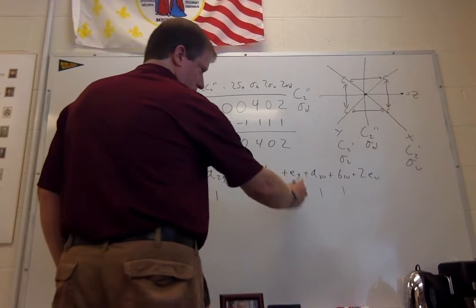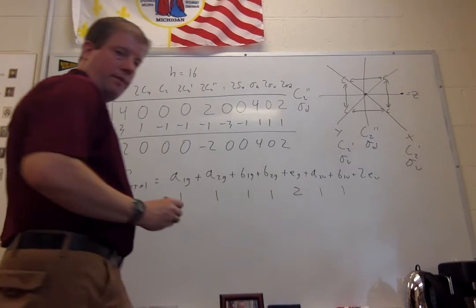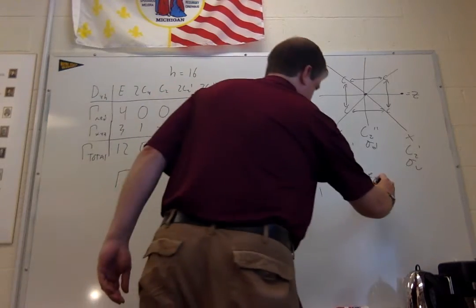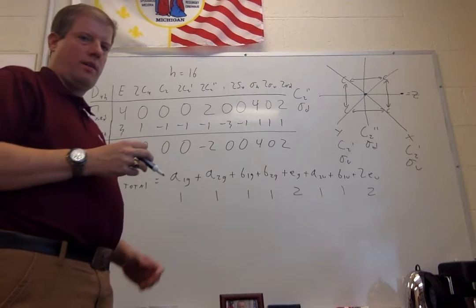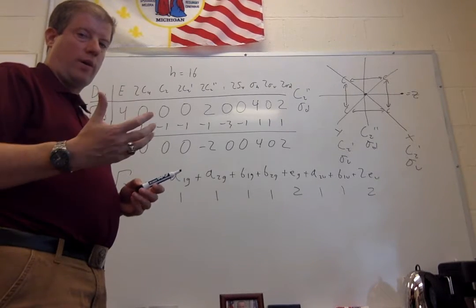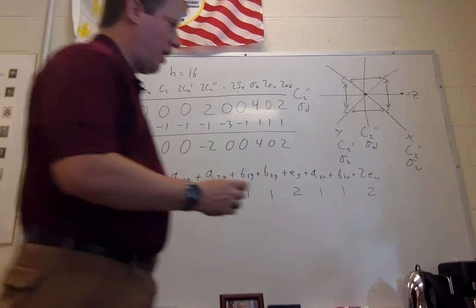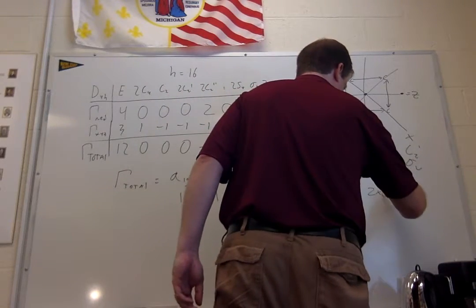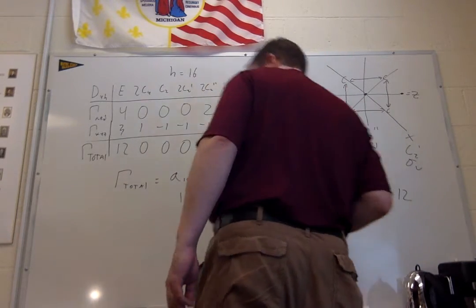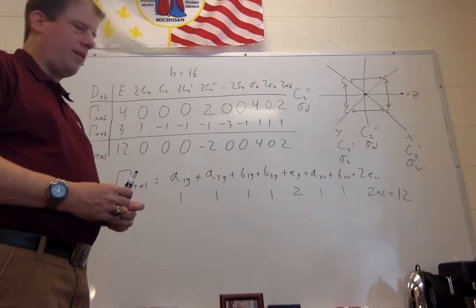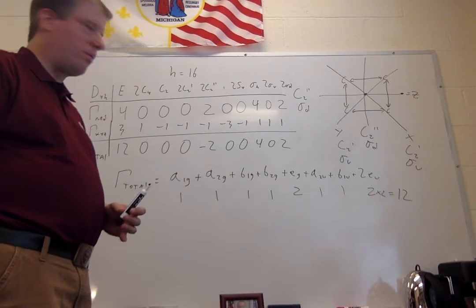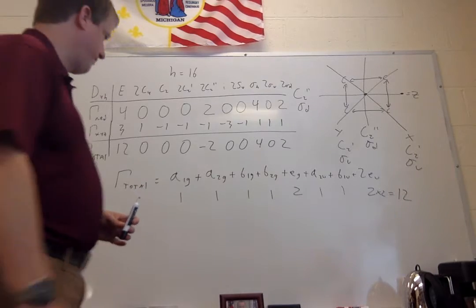For the doubly degenerate representation, E is 2. And this one as well. However, there are 2 different EGs, 2 different EUs, and so that's 2 times 2. And if you sum that all up, you get 12. So if you do that as a quick check, chances are you're in business and you've got the whole thing the way it should be.